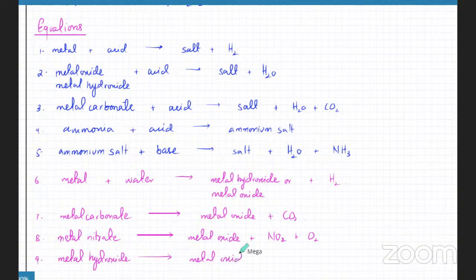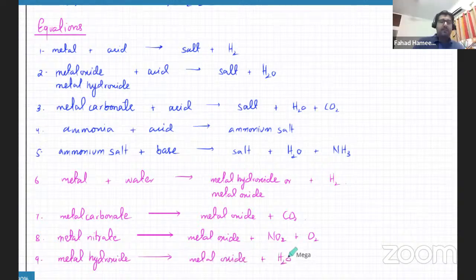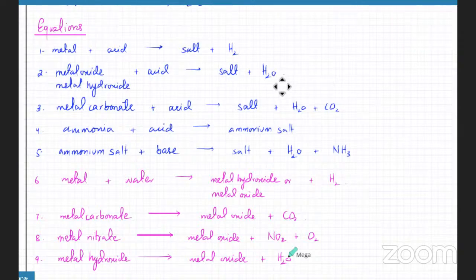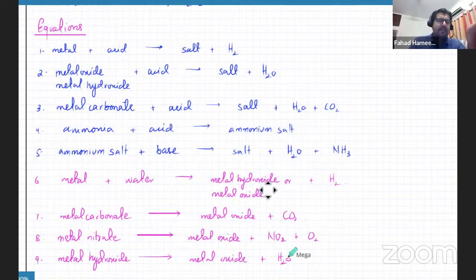So neutralization reaction, acid plus base. Metal oxide is a base. All of these are kind of neutralization reactions. Ammonia and carbonates are basic. Metal oxides and metal hydroxides are bases. So base plus acid produces salt plus H2O. Is that clear? Yes, sir. So let's stick to these 9 reactions. These are the more common ones.